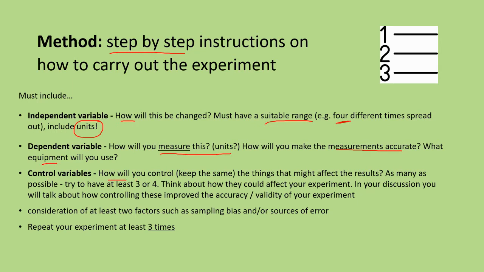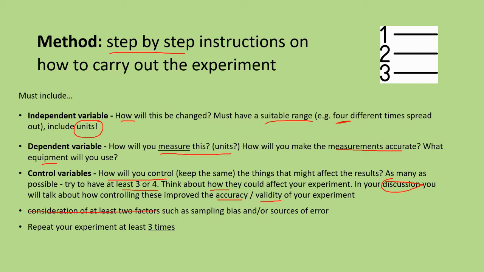Control variables. This is really important that you include this in your method. These are the things that might affect the results that you're going to keep the same. Include as many as possible, but aim for at least 3 or 4 things in your method that you're going to keep the same. Think about how they can affect your experiment. In your discussion, the written report part, later on, you'll talk about how controlling these affects the accuracy, validity and reliability of your experiment. In your method, you don't need to explain them, you just need to describe how you're going to do it.